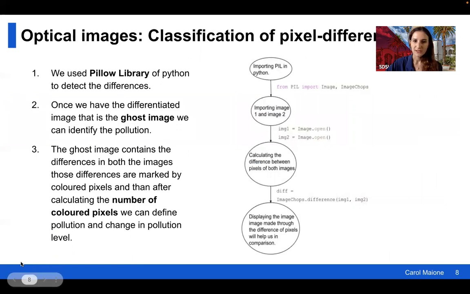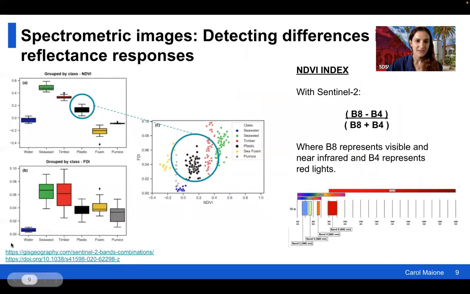The images collected from the satellite were further analyzed through Pillow libraries and then coded into the possible different plastic types. And as you can see here, we use well-known indices such as the NDVI index to read the spectrometric response of different plastics and other pollution types to cross-reference the data we had from the satellite.